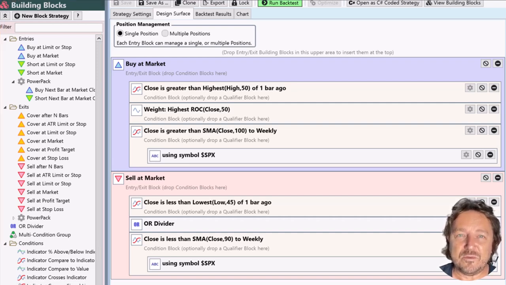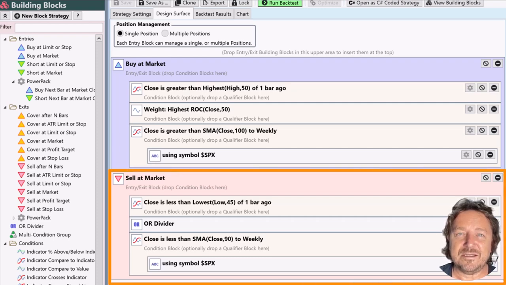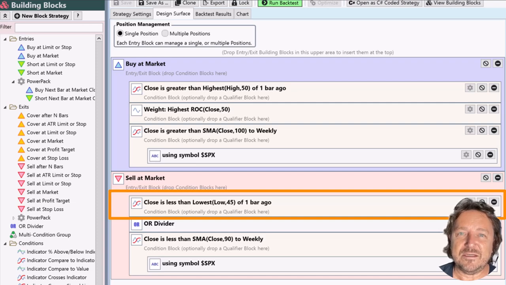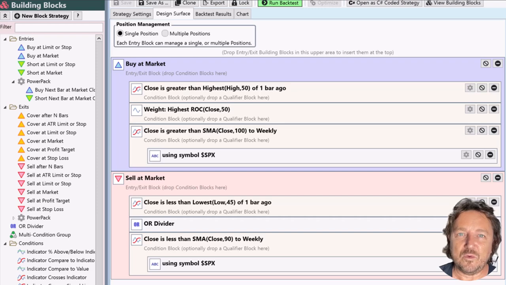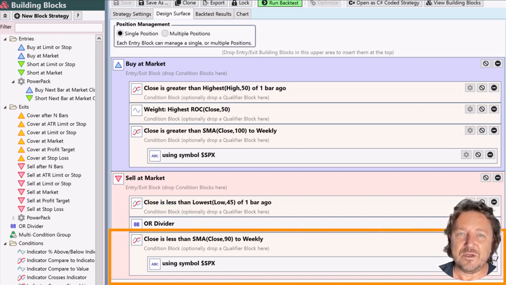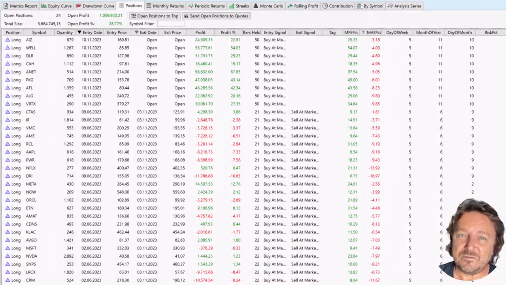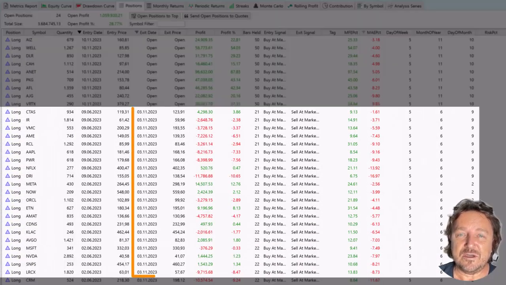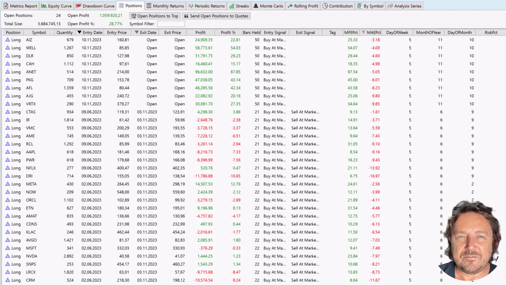When do we sell our positions? Well, if the close is less than the lowest low of the past 45 weeks, that's when we close the individual stocks. Also, we have an OR divider. That means we exit all positions if the S&P 500 is below the 90-week moving average. Then all positions will be closed. This is a precaution rule. You can see it here. On November 3rd, 2023, we exited all positions just to get it back in a week later.